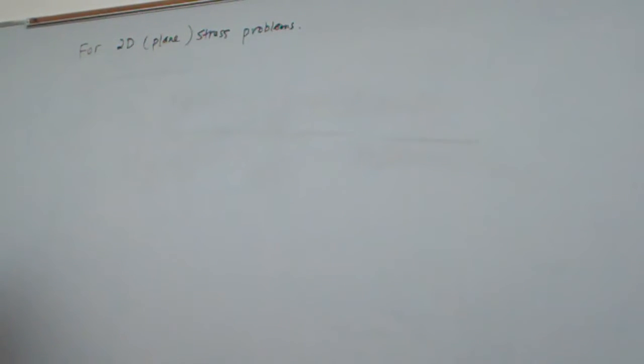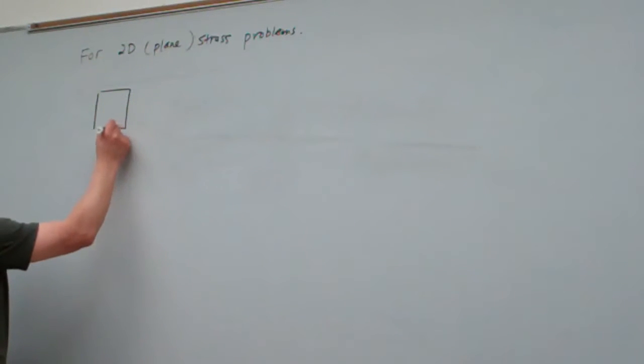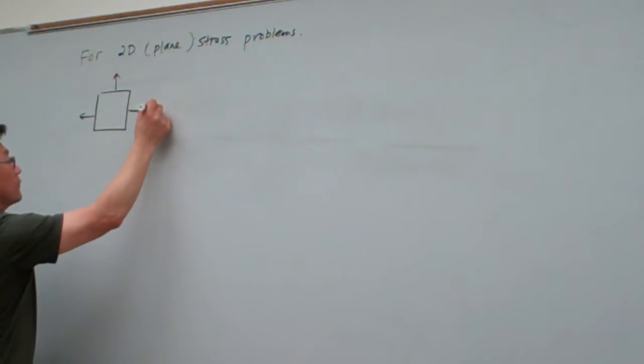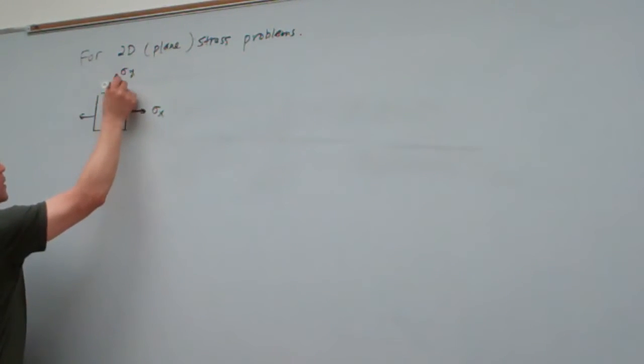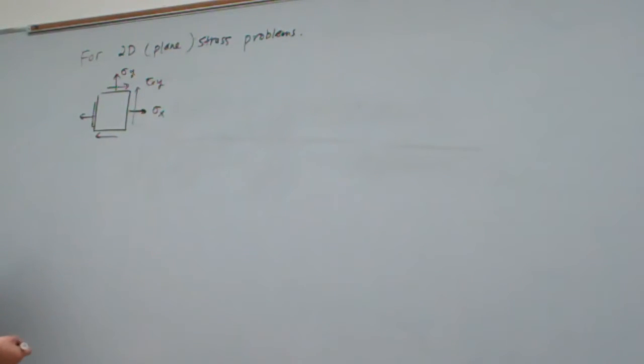And for the plane stress problem, that means if you remember, one component will be 0. So for 2D, basically in terms of the writing, we have sigma x, sigma y, and tau xy. So that's what we mean by the 2D.